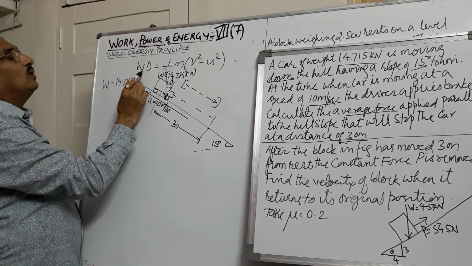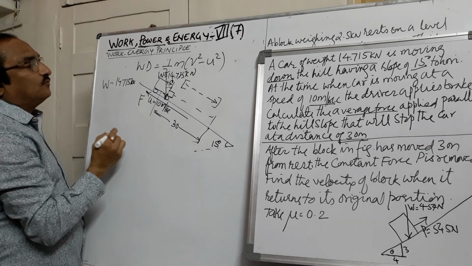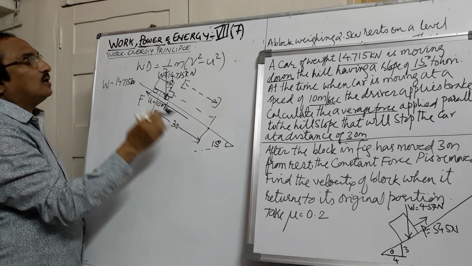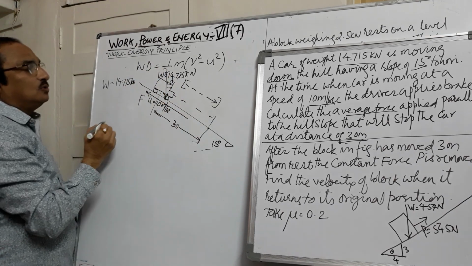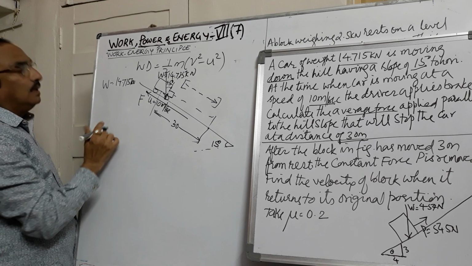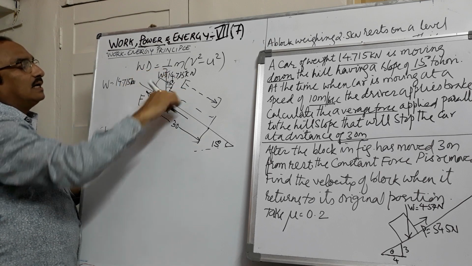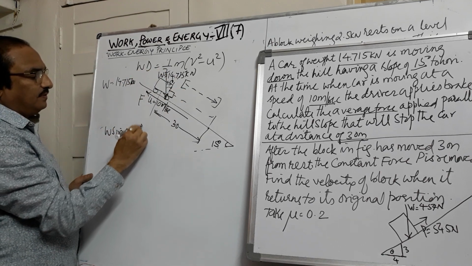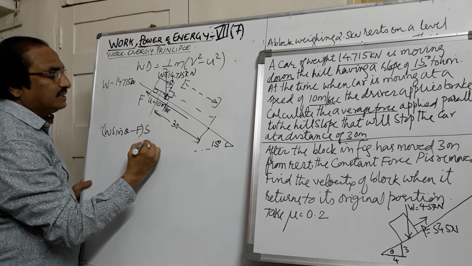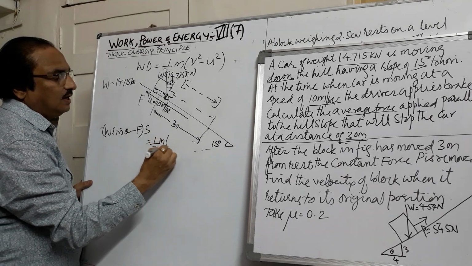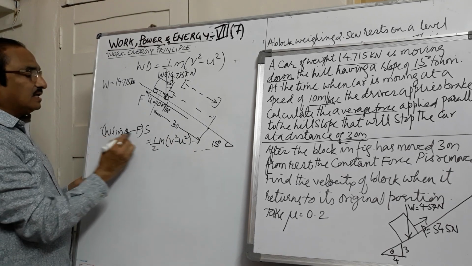Now we will use the principle that work done is equal to change in kinetic energy. Work done is force into displacement. It is moving down, so let us resolve this force W. It is acting parallel to the plane, down, so W sine theta. This F is up, minus F. This net force into the distance it is traveling, S, is given by half of m v square minus u square.